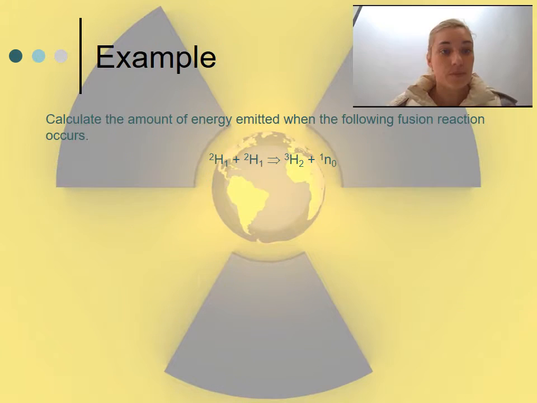So looking at an example here, if we have to calculate the amount of energy that's emitted during a fusion reaction, here we've got 2 hydrogen isotopes. We've got 2 deuterium nuclei coming together, and they are forming a tritium isotope, and also a neutron is being released.